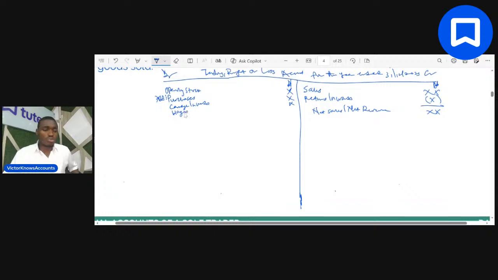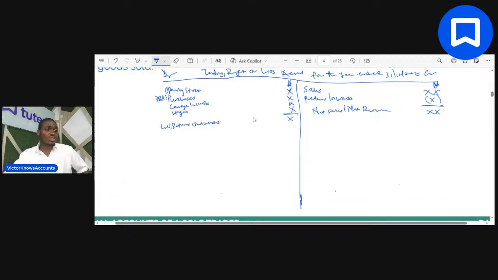So add wages. Now please pay attention. If you have ordinary wages, you add it. But if you have wages and salary, or only salaries, it does not come here. You take it to profit or loss under business expenses. Is that fine? So add wages, then less returns outwards. Are you guys with me?